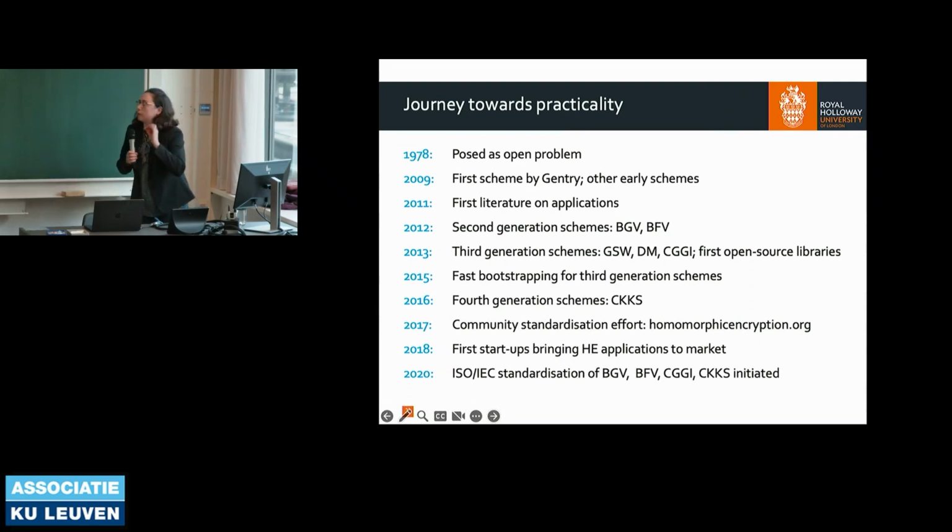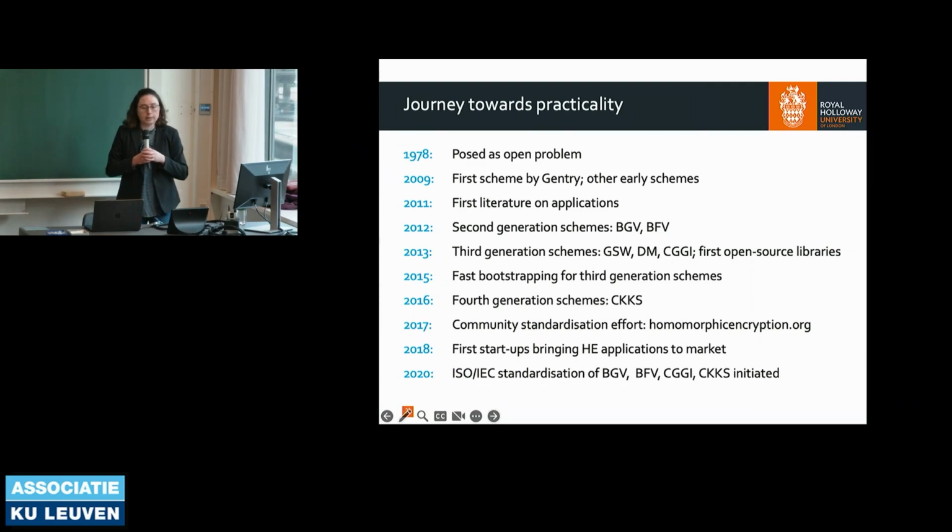And around this time, there were other early schemes alongside Gentry's scheme. They were very cool theoretically, so a huge breakthrough, but possibly not even implementable, very slow. Many orders of magnitude slower than plaintext computation. As a result of that, it wasn't for another couple of years until we started seeing literature that looked at possible applications of FHE. And then things really started to accelerate.